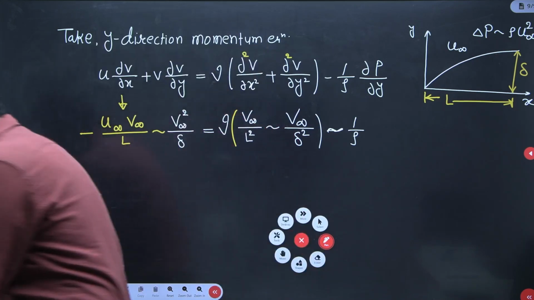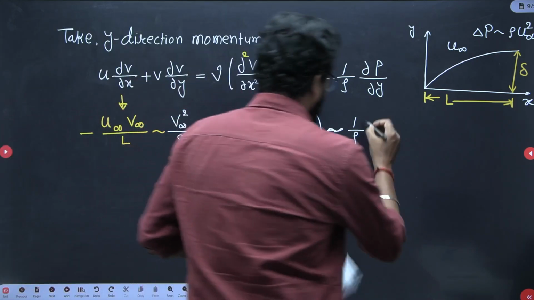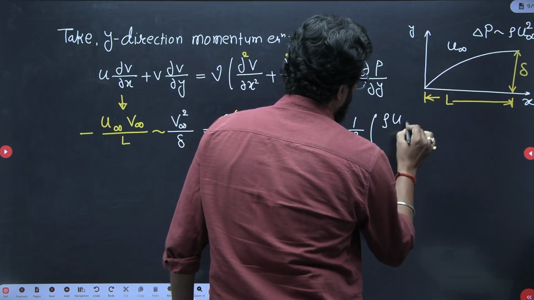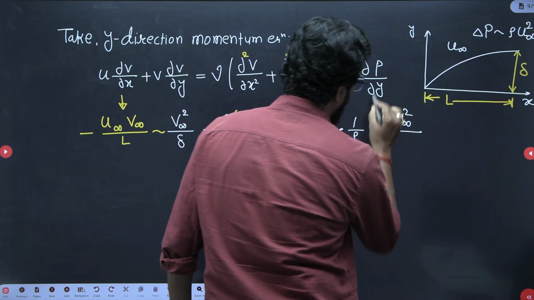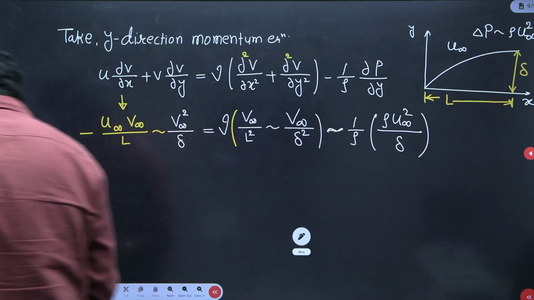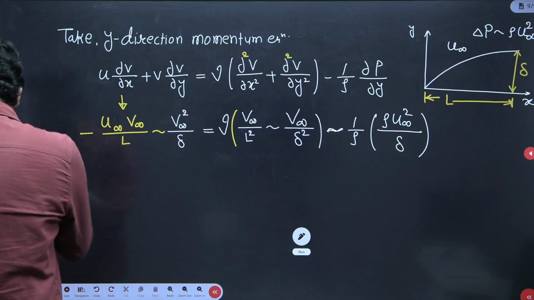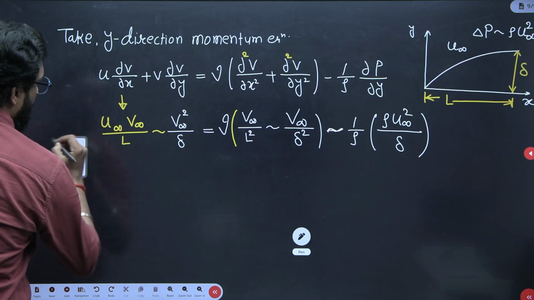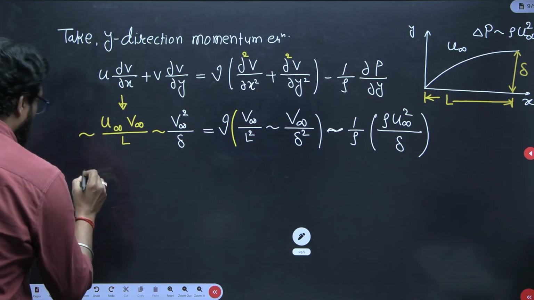Okay. So, what is the delta P here? Rho u infinite square. And what is the order of magnitude of y? This is delta. Clear? Now, see this one. So these are the order of magnitude.